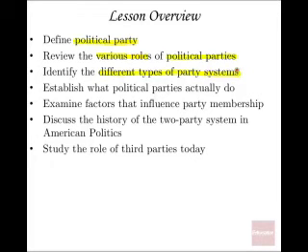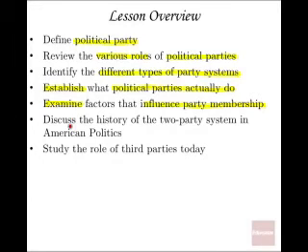Obviously, we're going to be focusing on what goes on in the United States, but as a frame of reference, what do other countries utilize in terms of different types of party systems? And then finally, we're going to establish what exactly political parties actually do. So that's obviously something that you want to know for the AP exam. And then we're going to examine different factors that influence party membership.